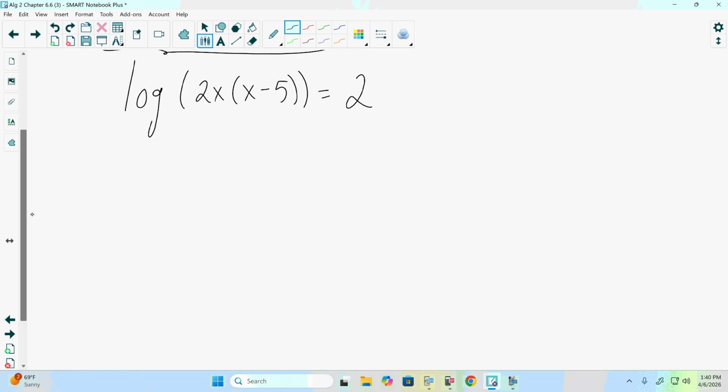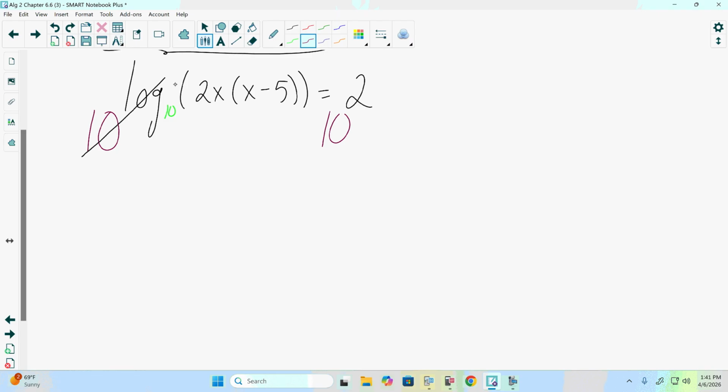Now the next step, our second step, was to get the variable out of the logarithm. Since we're starting with logarithms, we're going to put both sides to the base of the log. Because the log does not have a base written, it is understood to be 10, which means we're going to put both sides to the base of 10. So the left-hand side is going to be 10 to the log base 10 of 2x times x minus 5, and the right-hand side is going to be 10 to the second power.